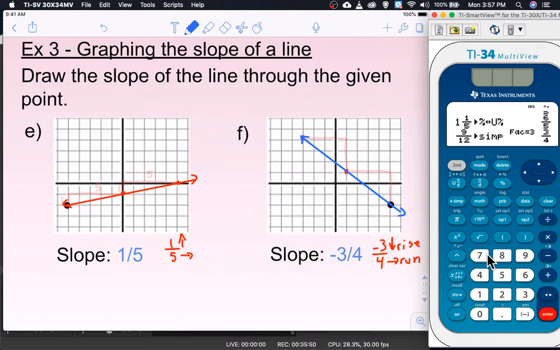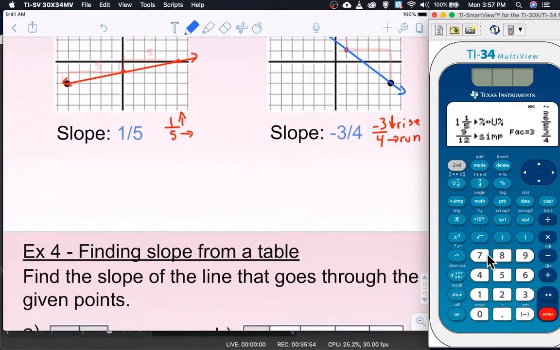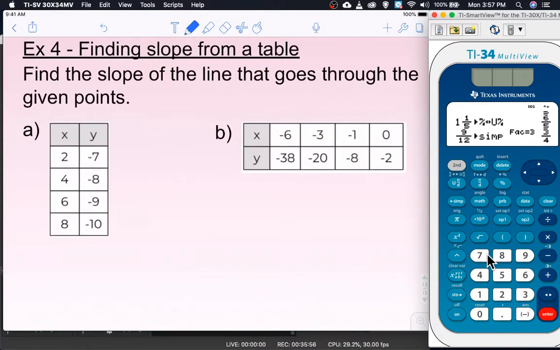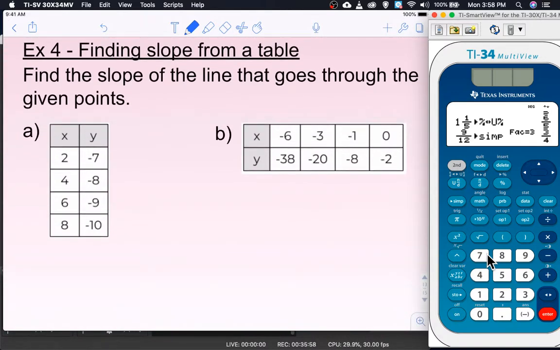All right, hopefully you had good success with that. That is how you graph the slope of a line. I believe this is the last skill for this lesson, and this is being able to find the slope of a line through points on a table.